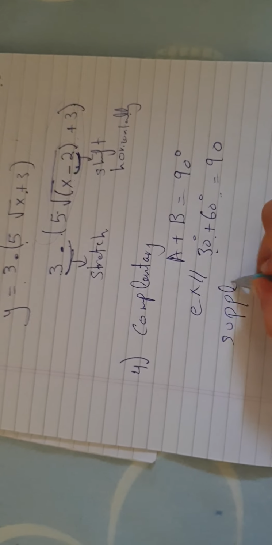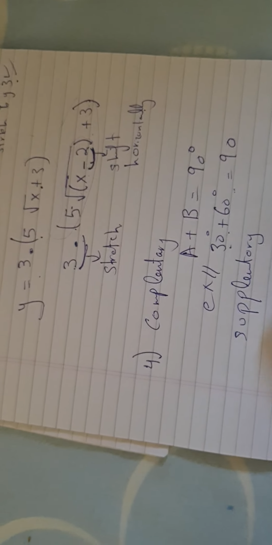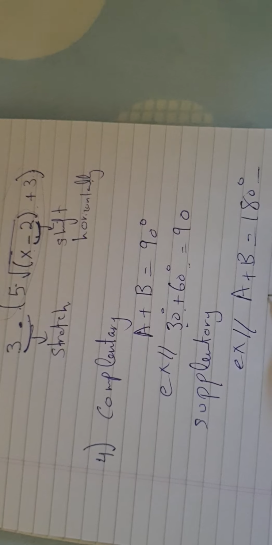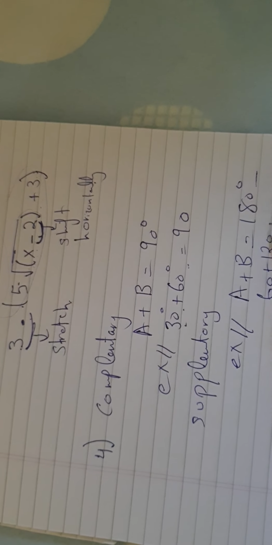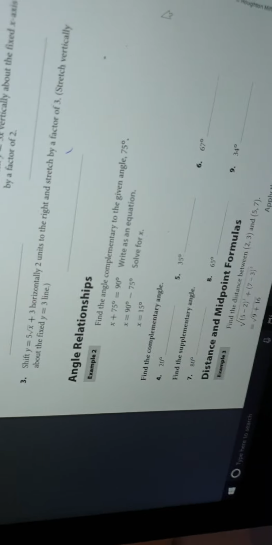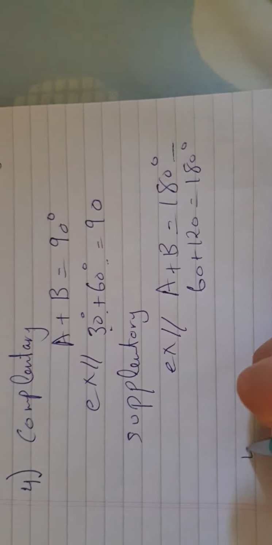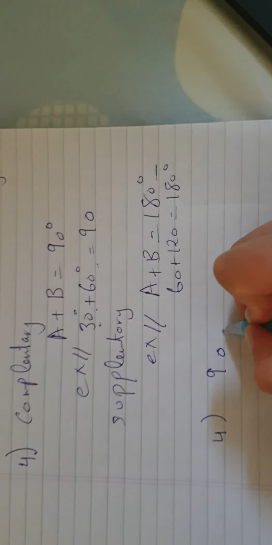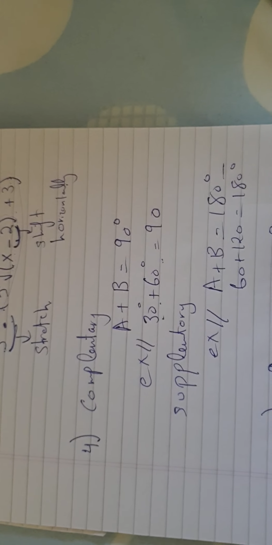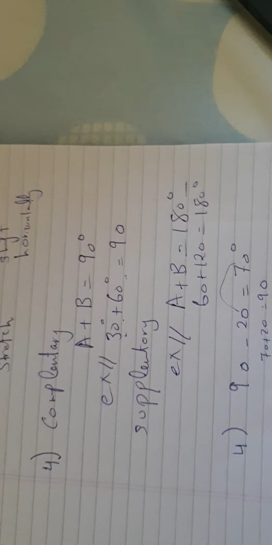Supplementary is when you add them together and it gives you 180 degrees. Example, A plus B should be 180 degrees. So when I say, for example, 60 plus 120, this will give you 180 degrees. Okay, based on this, find the complementary angle of 20. So 20 plus what will give you 90 degrees. For question 4, I'm going to say 90 minus 20, which is going to be 70. Which means 70 plus 20 equals 90. So these two are complementary.